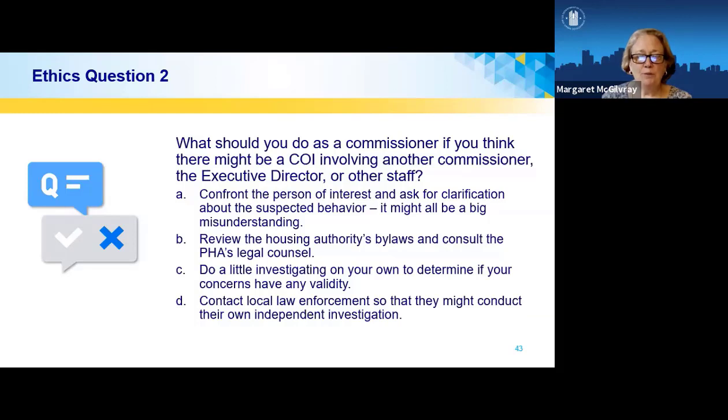So let's take a quick poll. Rose, you want to bring up the poll? Okay. So what should you as a commissioner do if you think there might be a conflict of interest involving another commissioner, the executive director, or other staff? Take a look at those choices and see what you think.